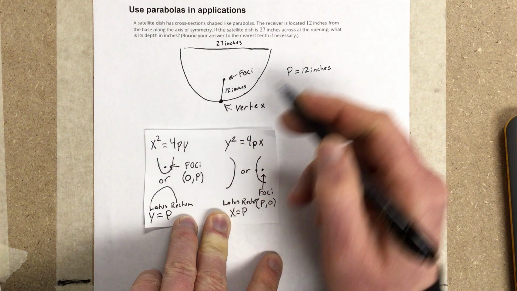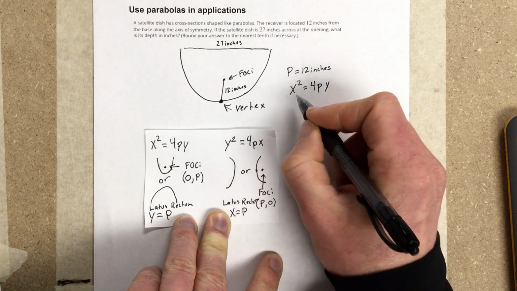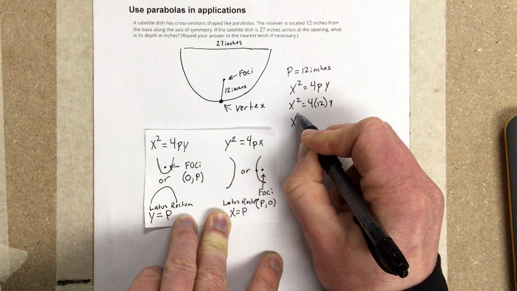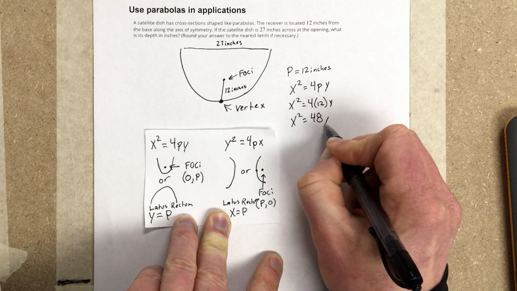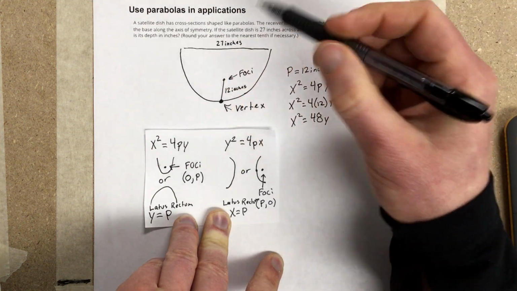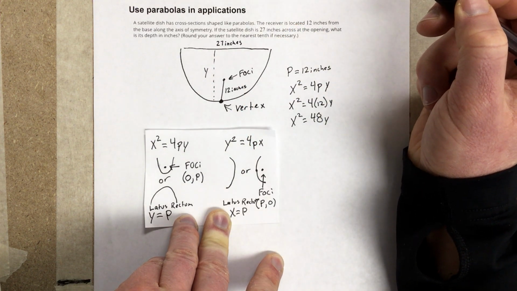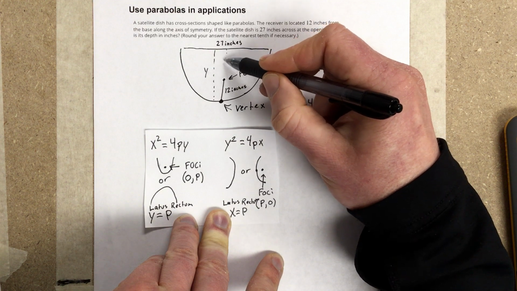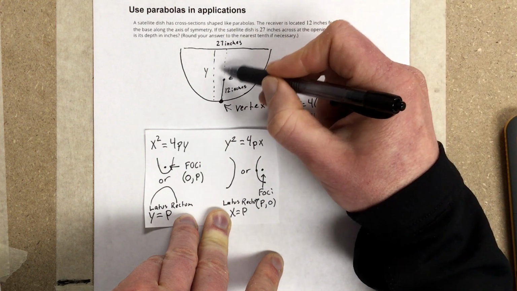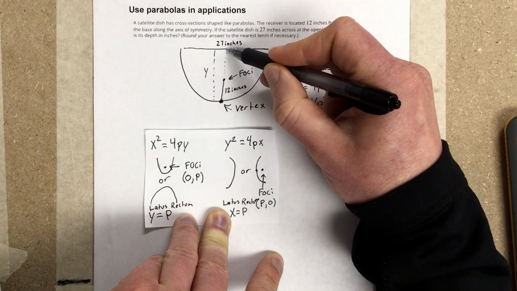So then we can use this equation, x squared equals 4py, to come up with our equation. So we have x squared is equal to 4 times 12 times y. So x squared is equal to 48y. Now, they're asking us for the depth in inches, so they want to know this distance here, which is a y value, from the base of the opening to the vertex.